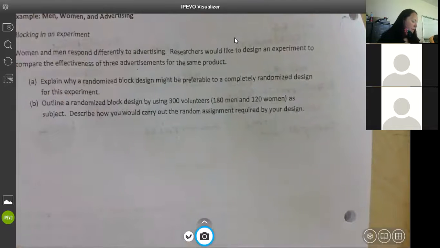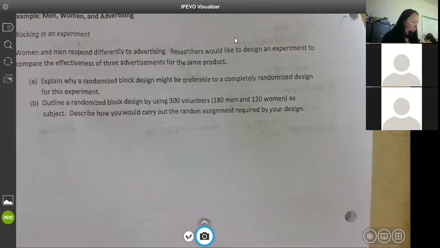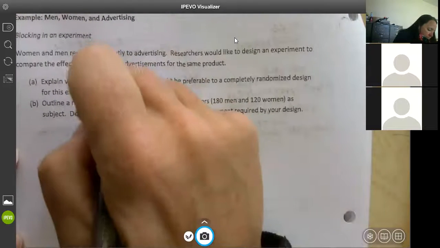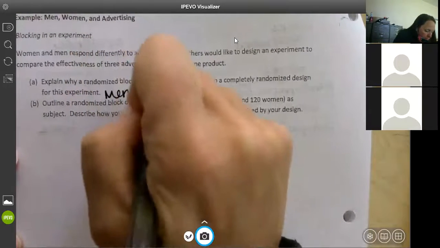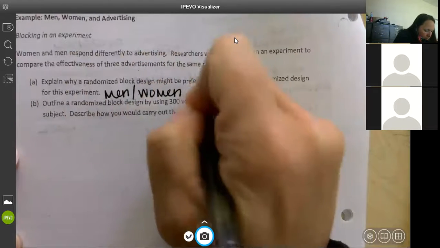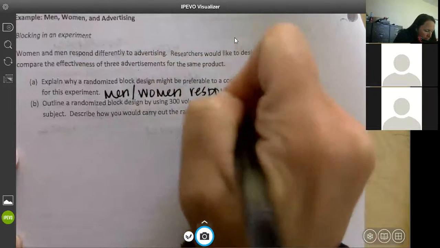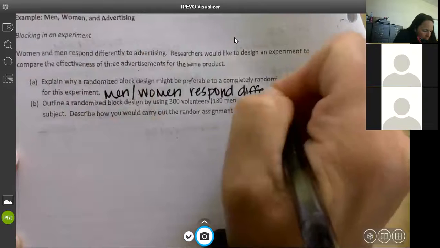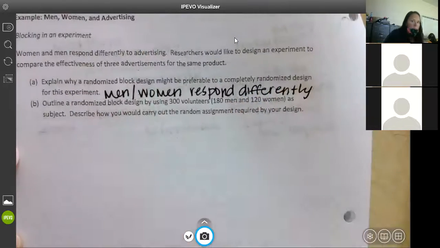All right. Women and men respond differently to advertising. Researchers would like to design an experiment to compare the effectiveness of 3 advertisements for the same product. Explain why a randomized block design might be preferable to a completely randomized design for this experiment. Why would they want to block? Says they respond differently. Perfect.